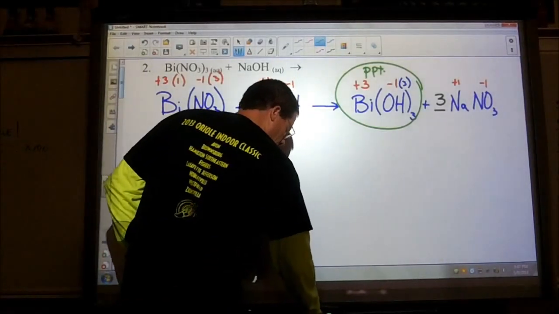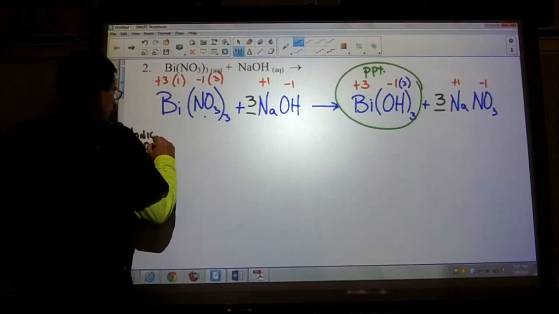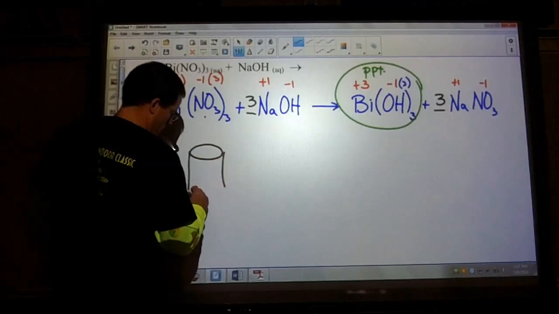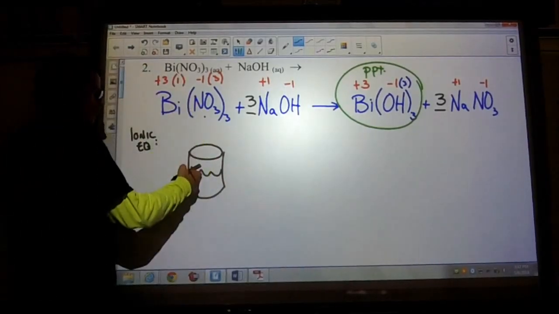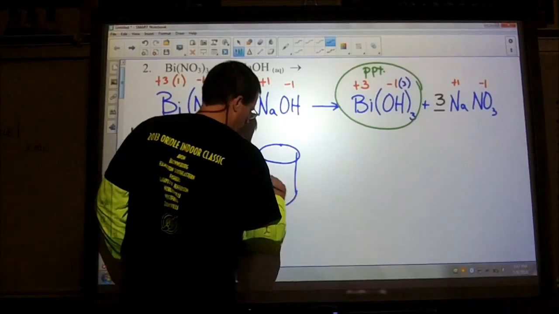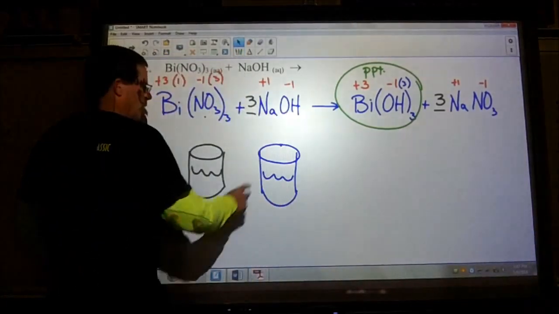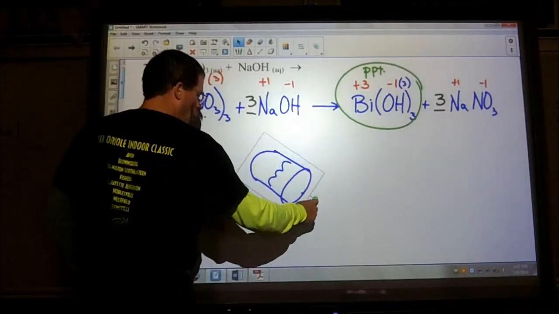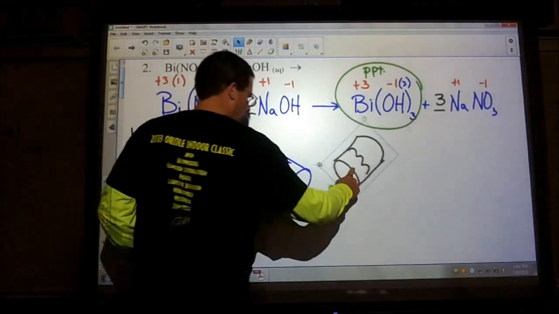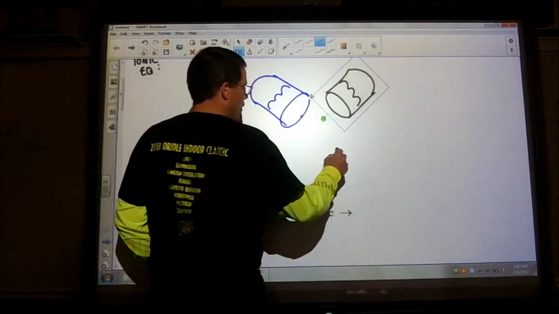Ionic equation is simply that. It is the equation representing all of the ions that we start with. So in this first container, okay, we have bismuth nitrate. In the second container, we have sodium hydroxide. And what we're going to do is we're going to take these 2 containers and we're going to pour them together. We're going to take these 2, actually let's move you over here. We're going to pour these 2 together into a third container.